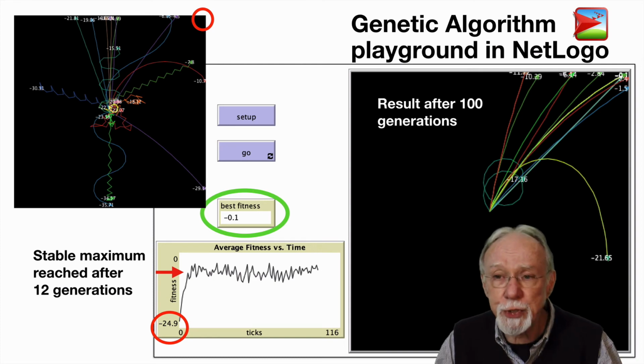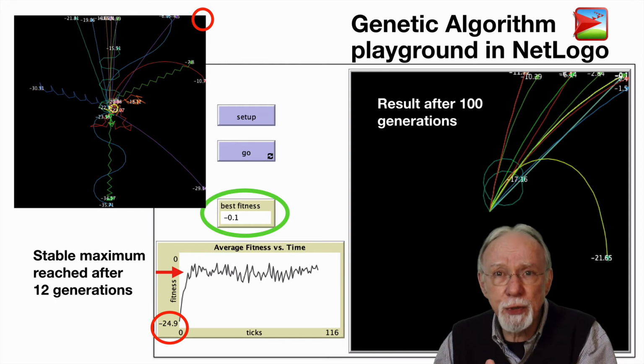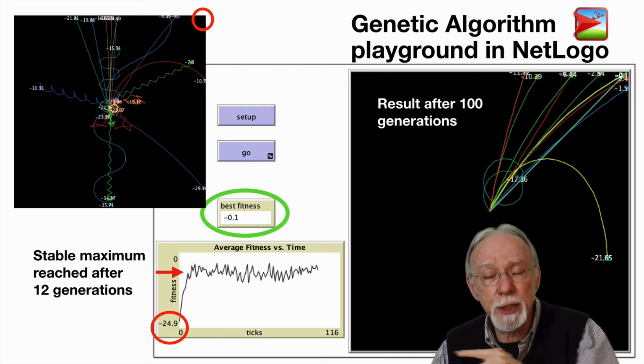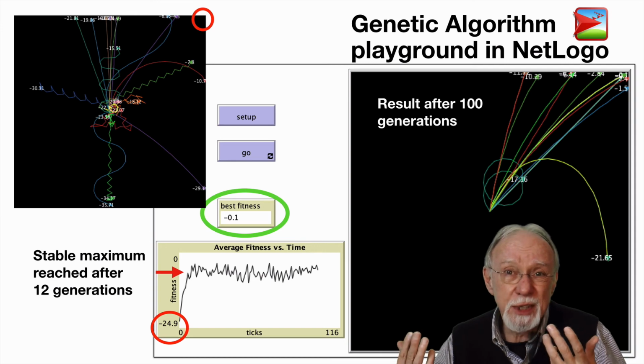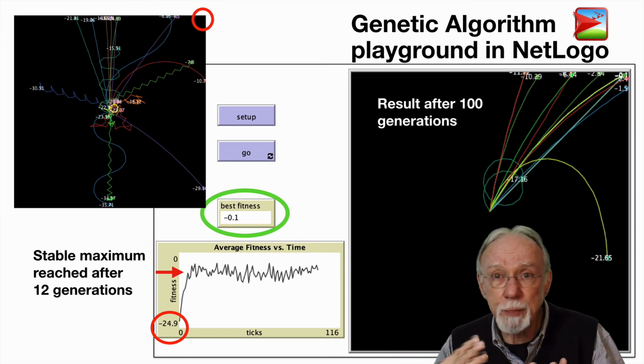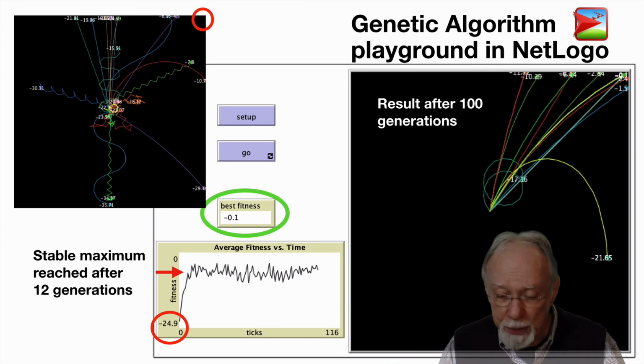That's over 100 generations. And after about 12 generations, there's no improvement. It just goes up and down randomly. So this is an example of a genetic algorithm that improves as far as it can, and that's it. So once again, it's a great playground for students to learn the ins and outs, how to think about genetic programming.